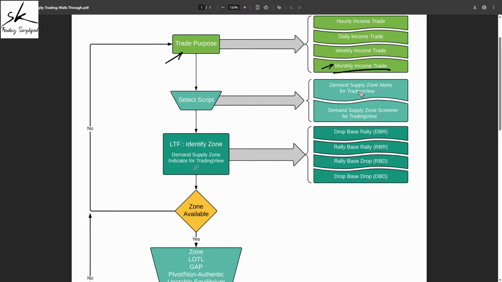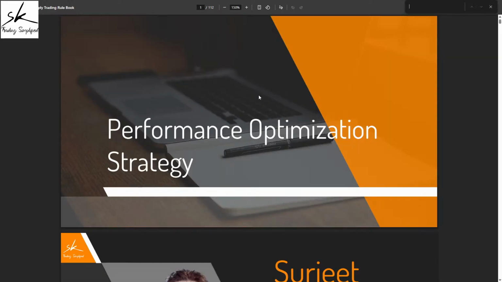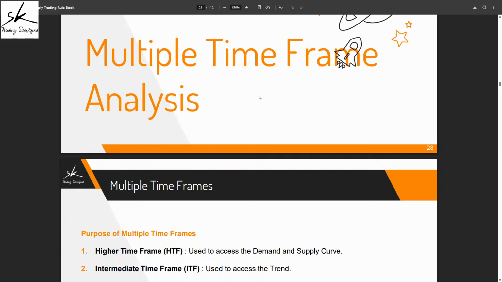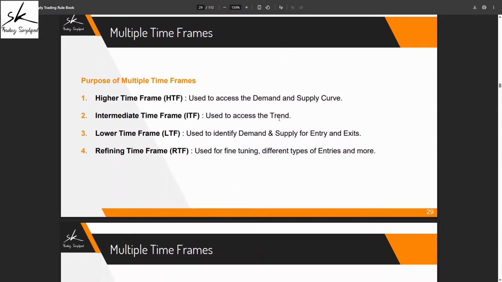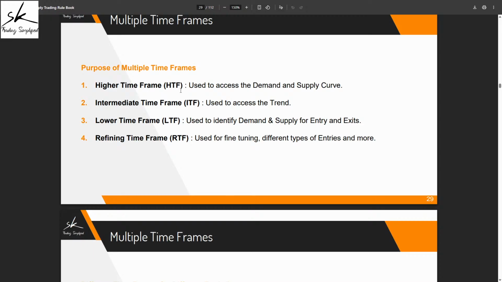Let's assume I opted I want to plan monthly income trades. Now, once I've selected my purpose of trade, from the rule book I'll get to know what time frames I should be using. So if I go to page number 28 on the rule book, we start with the topic multiple time frame analysis, because demand supply methodology is not based on a single time frame. It is based on multiple time frame analysis. We use a minimum of 4 different time frames, and we call them the higher time frame HTF, intermediate time frame ITF, lower time frame LTF, and the refining time frame RTF.